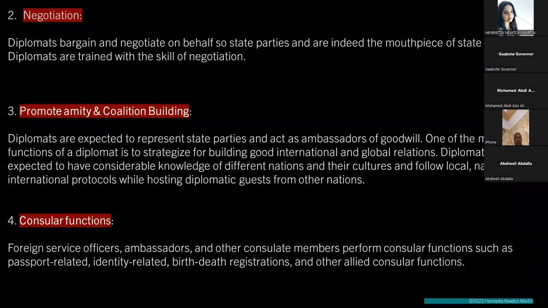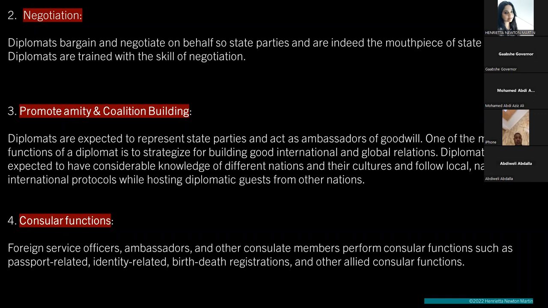Next is to negotiate. He participates in negotiations. Diplomats bargain and negotiate on behalf of state parties, and they are indeed the mouthpiece of state parties. Diplomats are trained with the skill of negotiation.